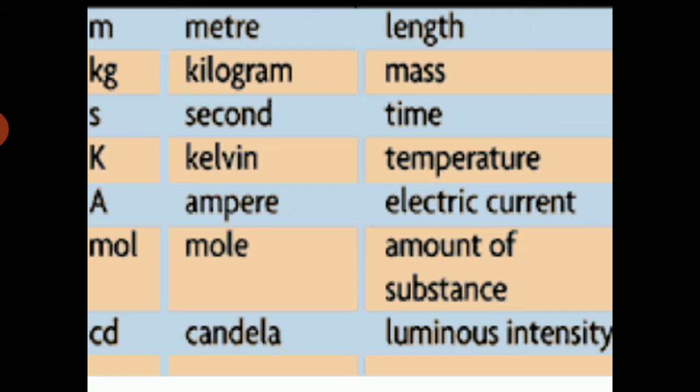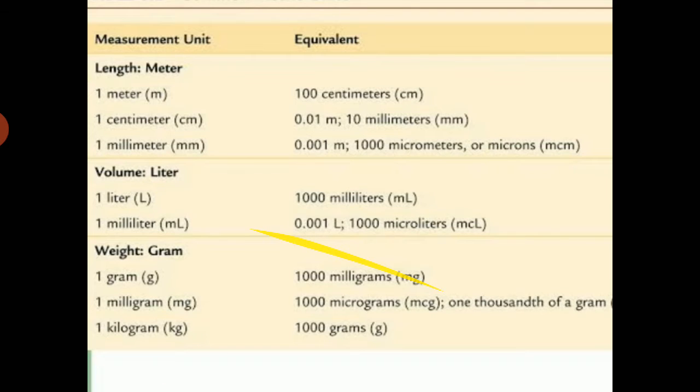Like that, the symbol A is used for the ampere, the SI unit of electric current, and the symbol mol is used for the mole, the unit of amount of substance. The last one is the symbol cd, which is used for the candela, the unit of luminous intensity.